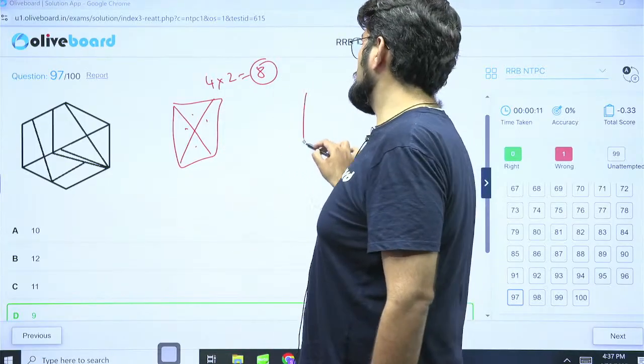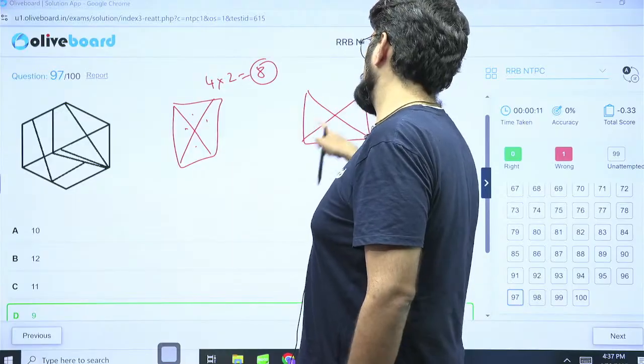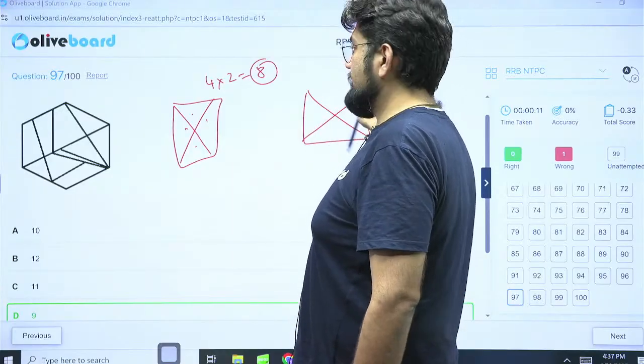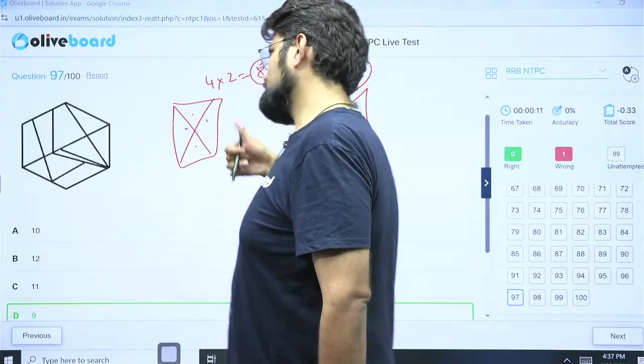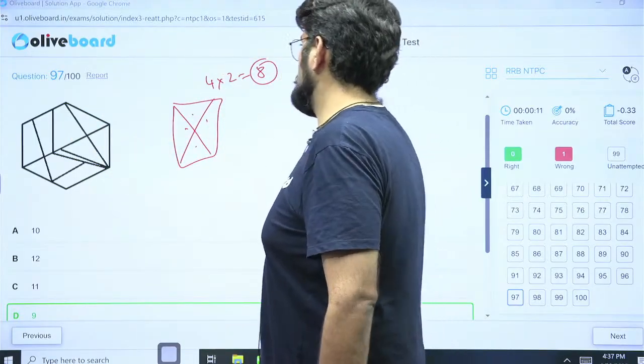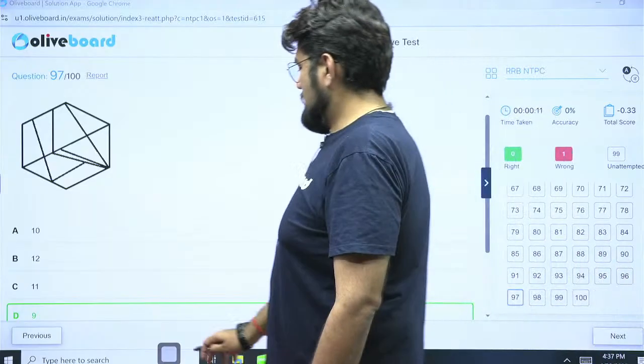But if you remove this one part from the square, manually count it. So 1 large triangle, 2 large triangle, 1, 2, 3. So total 5 triangles will be there always. So the moment you see such a figure, immediately consider 5 triangles. So more than half your job is done already. Okay.